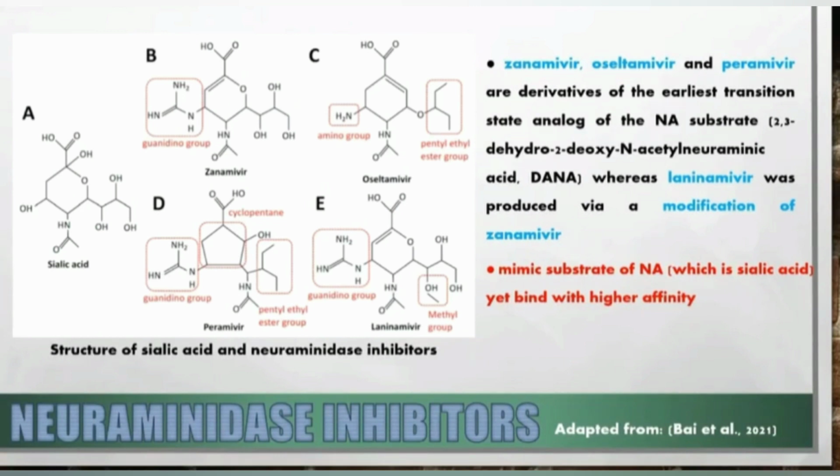As we can see from this figure, the development of these 4 types of inhibitors is actually based on sialic acid because they have a basic structure similar to sialic acid. Those highlighted in red are the side chains or functional groups which are different from sialic acid, and those side chains make the inhibitors able to have more interactions and higher binding affinity to neuraminidase.